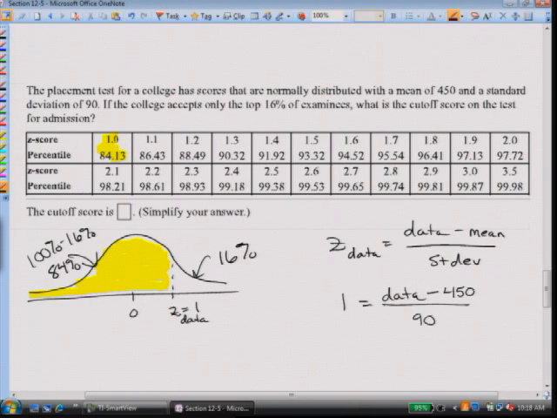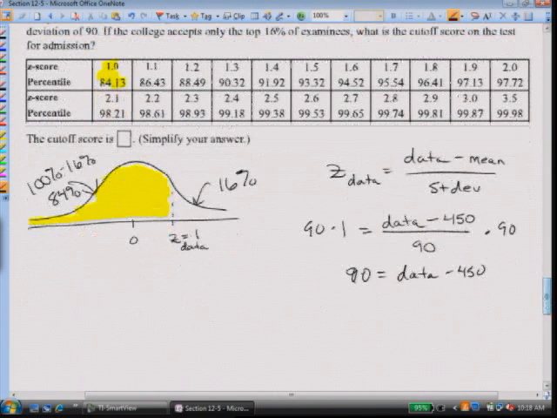So here's where the little teeny bit of algebra comes in. You've got to solve for data. All right, so it's data minus mean divided by standard deviation. So what's the first thing that you'll do? Good. The first thing you'll do is multiply both sides by 90. So you'll have 90 is equal to the data minus 450. And then the next thing you'll do is add 450 to both sides.